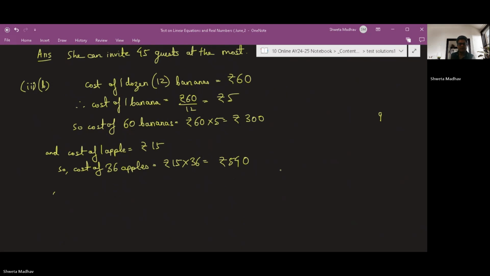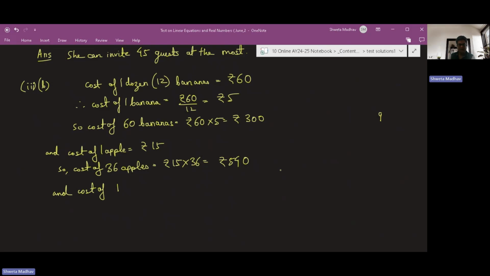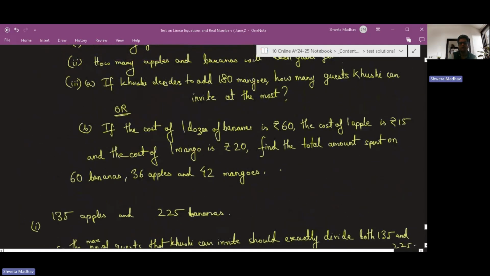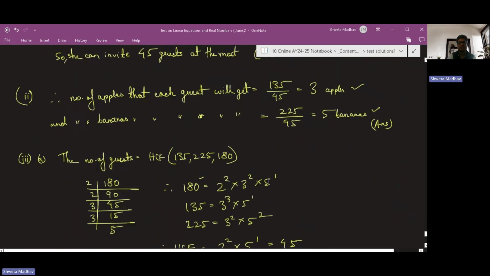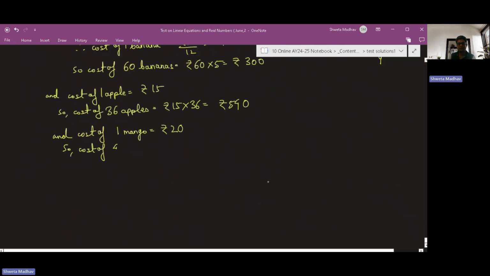540. And similarly, it is told that the cost of one mango is rupees 20. Then we have to find the cost of 42 mangoes. So the cost of 42 mangoes will be 20 into 42, so that will be rupees 840. Then we have to find the total amount that is spent.